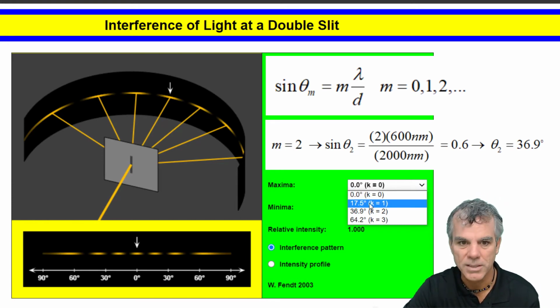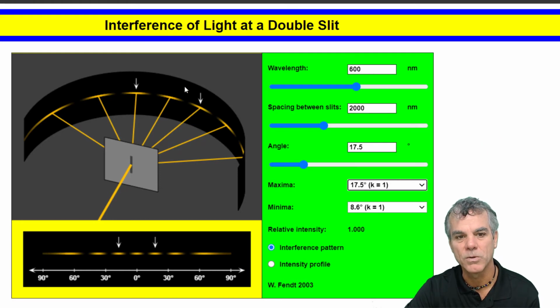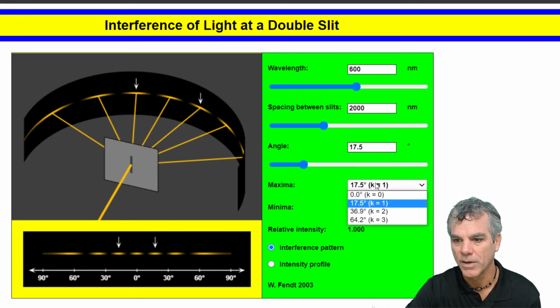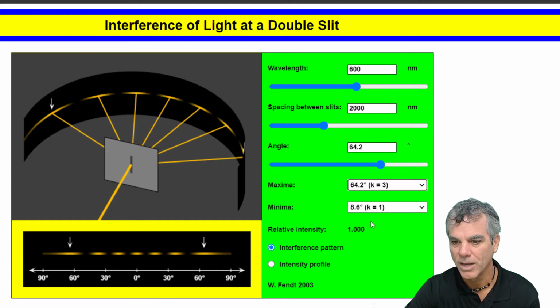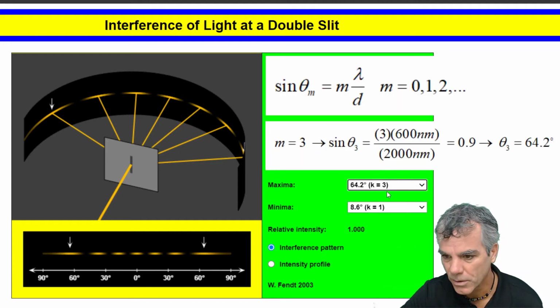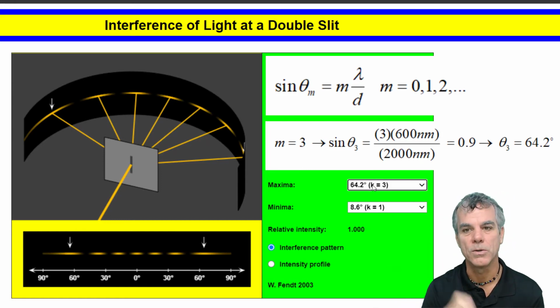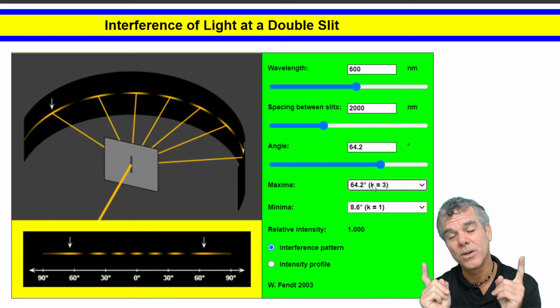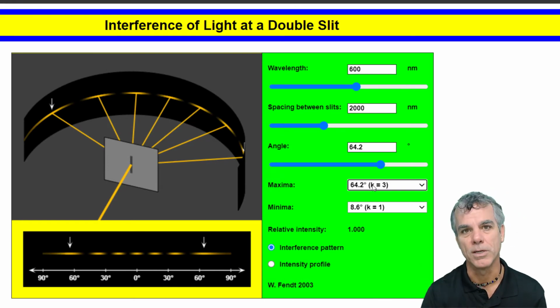So if I go to 17.5 degrees, that is the angle at which my first order maximum occurs. If I go to 36.9 degrees, that's the angle at which my second order maximum occurs. And then we could figure out the angle for the m equals 3, the third order bright fringe, and what we get is 64.2 degrees.